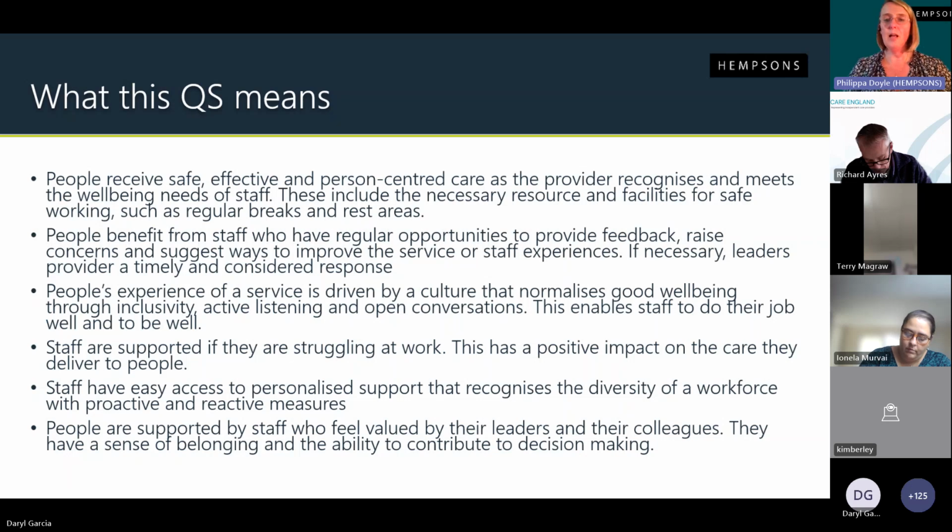And above all, CQC want to see that the people that you're supporting are supported by staff who feel valued, both by the leaders of the organisation, but also by their colleagues as well. So they've got a sense of belonging, they feel able to contribute to decision making, able to contribute to the running of the organisation. It feels like a family approach where everybody's able to speak up. So if we can go on, Daryl.